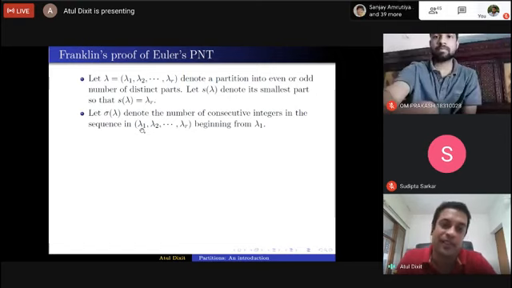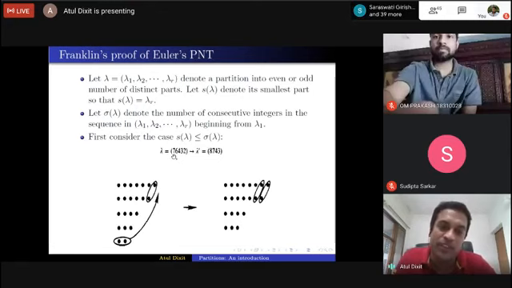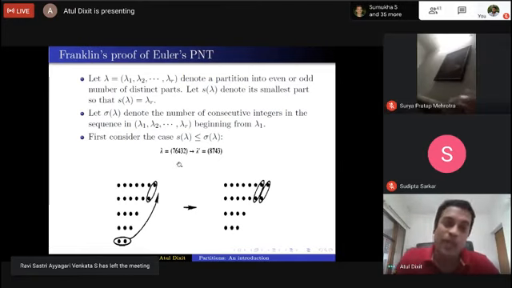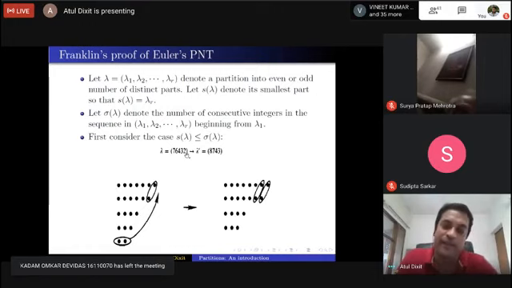So let me start by means of an example. If I consider lambda to be this partition 7, 6, 4, 3, 2, then what will be sigma of lambda? It will be 2. I start from 7, and how many consecutive integers can I find? That is my sigma of lambda. So if there was a 5 in between, then my sigma of lambda would have been 6: 7, 6, 5, 4, 3, 2. But the 5 is missing, so my sigma of lambda is 2. And my S of lambda is 2 as well.